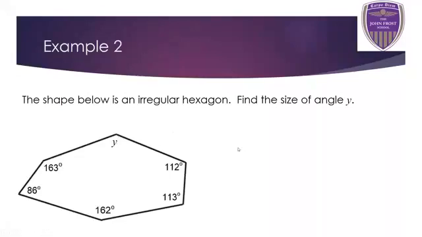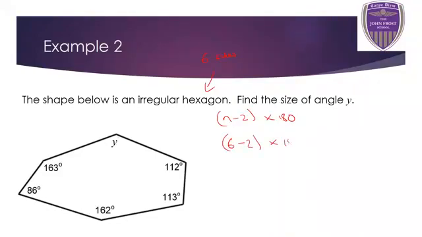Okay, moving on then. So this is an irregular hexagon. Again, we should know the hexagon has 6 sides. If we don't, just count them. This time we're still using the same formula, aren't we? N minus 2 times 180, where n is the number of sides. Well, this time it's 6.